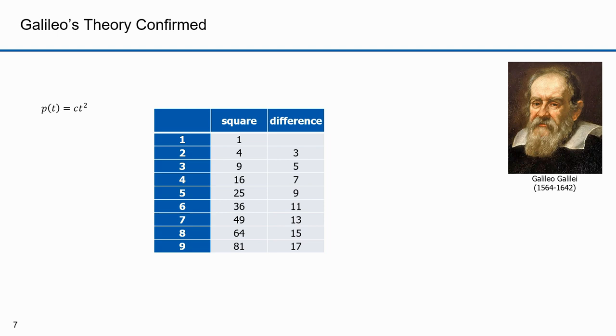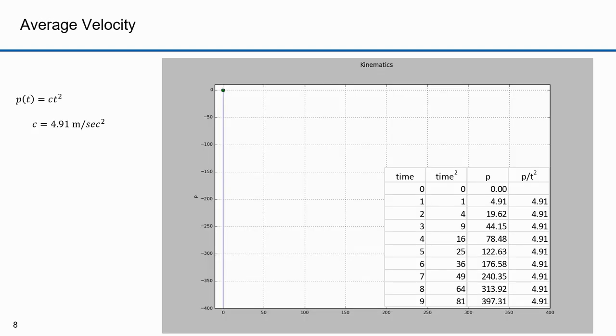Look at the second row, 2 squared is 4, 4 minus 1 is 3. In the next row, 3 squared is 9, 9 minus 4 is 5. The difference column contains the odd integer. So Galileo was right, the distances an object falls in successive equal intervals are proportional to consecutive odd integers. With this formula, I can derive the position of a ball in free fall at any point in time. P at 1 second is 4.91 meters. P at 2 seconds is 19.62 meters.